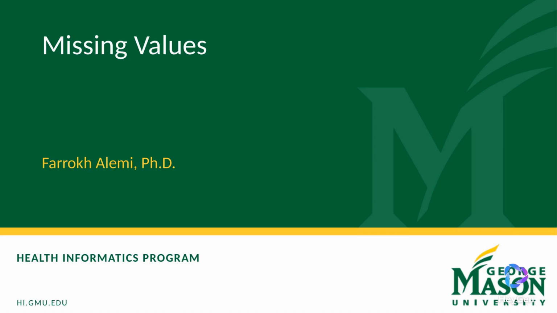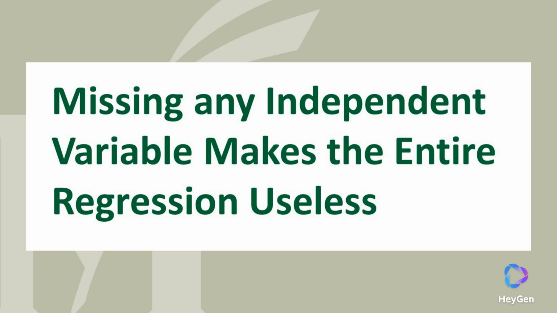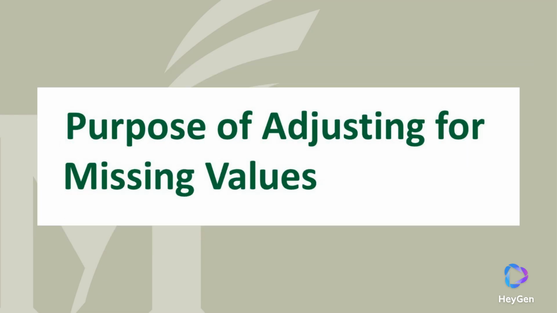This presentation reviews treatment of missing values. A well-kept secret of regression analysis is that all of the independent variables are selected to work together. When one is missing, the entire regression formula is useless. The purpose of this presentation is to show you how you can treat missing values so that the regression equation can be used to predict the outcome of interest.